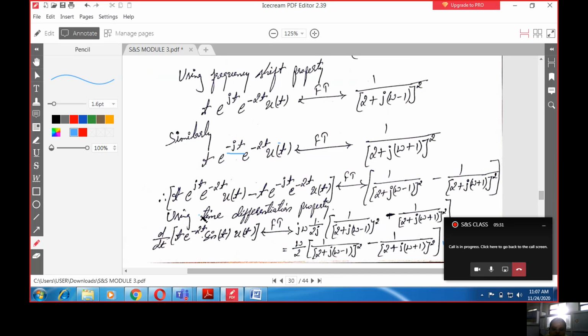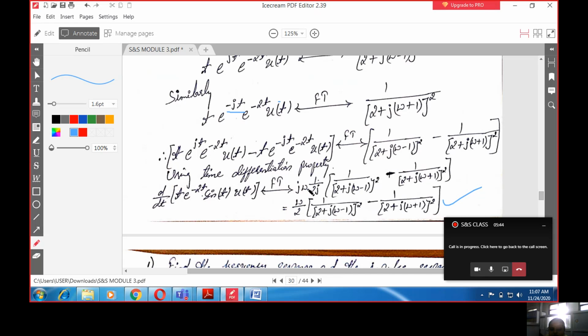Then using the differentiation property, d/dt of the whole term is going to be multiplied by jω, so jω into 1 by 2j. This is written as it is. Then solve for this: the j gets cancelled. You will be getting ω divided by 2 times [1 divided by (2 + j(ω - 1)) whole squared minus 1 divided by (2 + j(ω + 1)) whole squared].